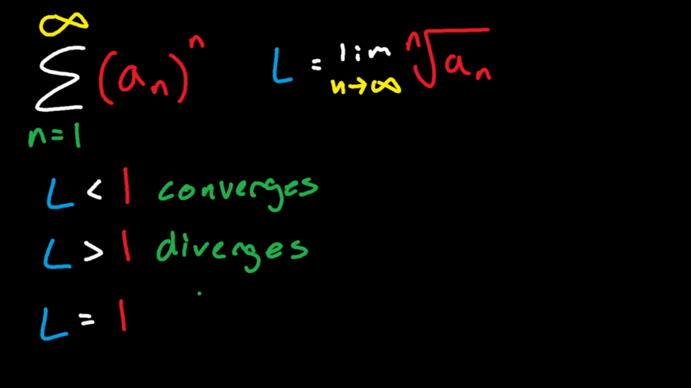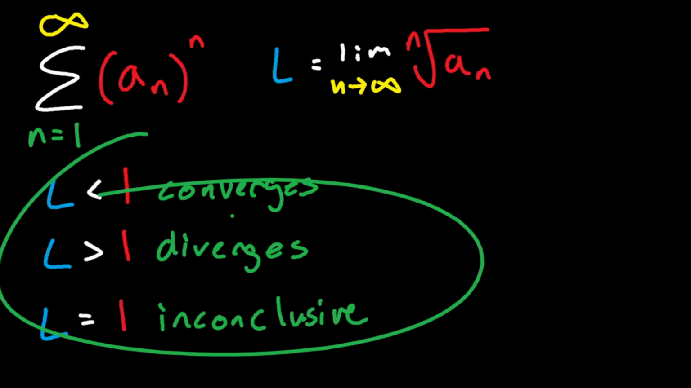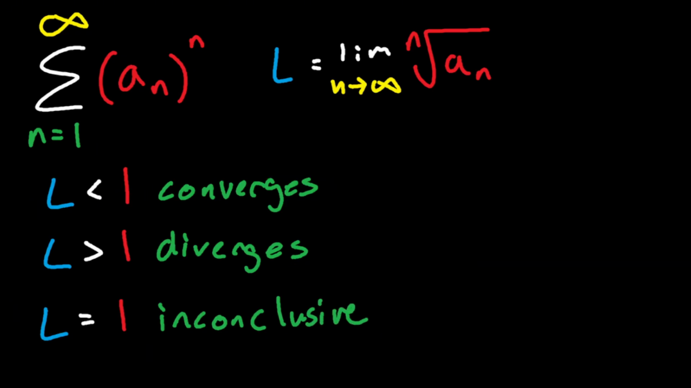If L is greater than 1, then you diverge. And if L is equal to 1, then you are inconclusive. So, these are the possible situations. And now, let's give a problem.